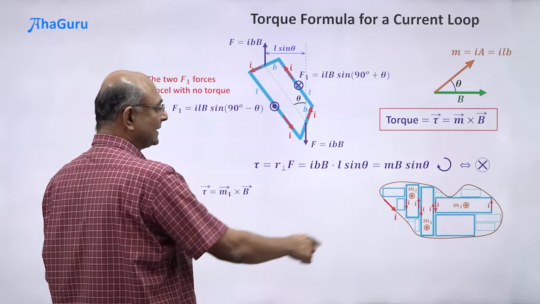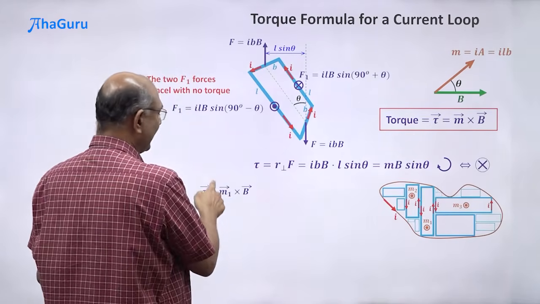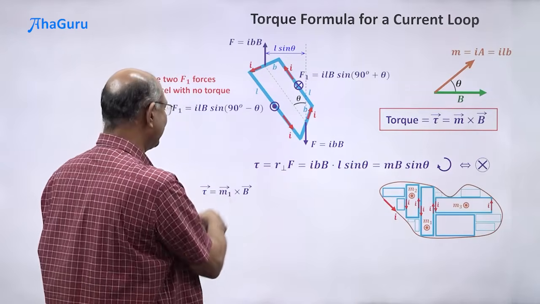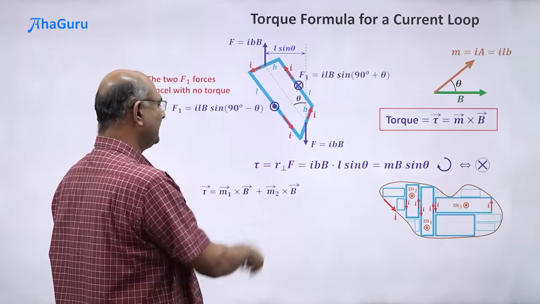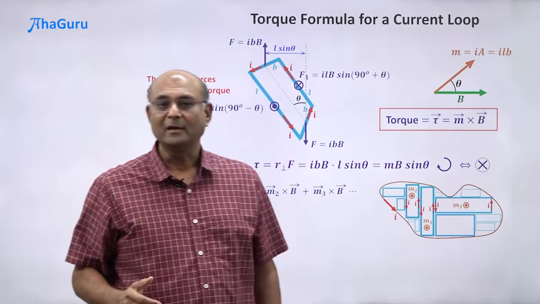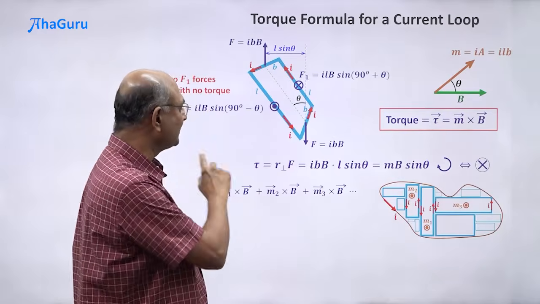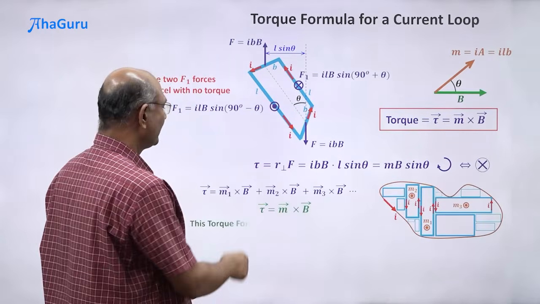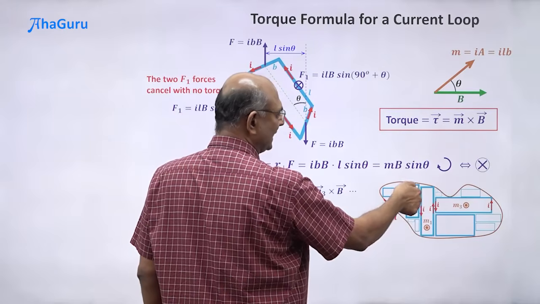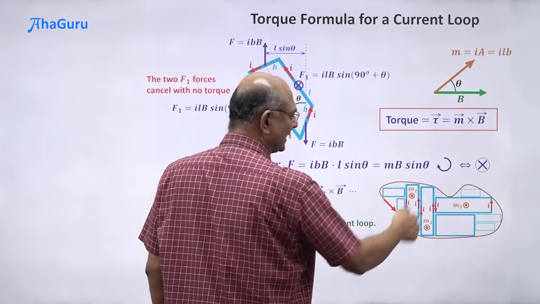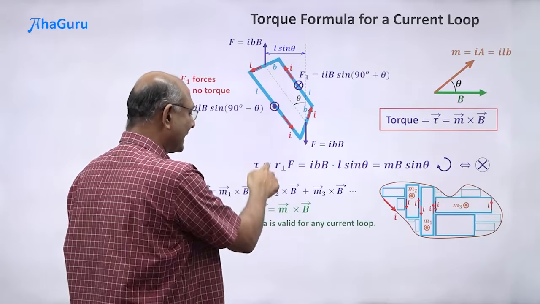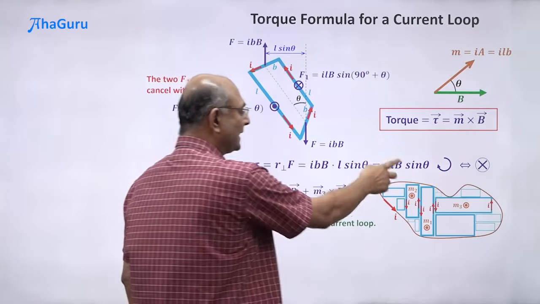So the torque acting on the whole thing is M1 cross B, because for this I got the formula M cross B. So I can apply that: M1 cross B plus M2 cross B plus M3 cross B and so on. Everywhere B is the same, uniform B. So it is (M1 plus M2 plus M3) cross B. Well, M1 plus M2 plus M3 is I into A1 plus I into A2 plus I into A3, etc., which is I into A. I into A is M. So you can write the torque is M cross B for this entire loop.